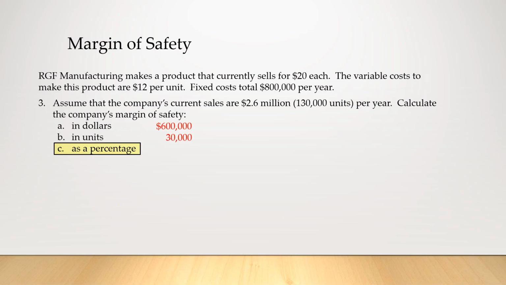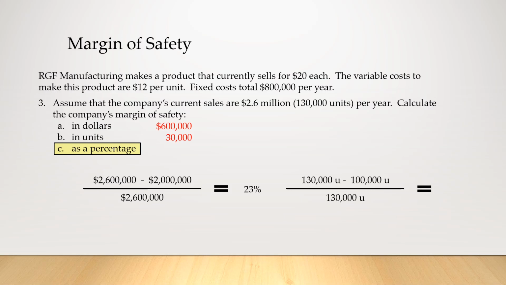Now let's figure the margin of safety as a percentage. Expressing this computation as a percent should be intuitive. We merely divide the margin of safety we just calculated by the sales revenue amount. In this case, RGF could lose 23% of its sales before it generates a loss. You can also calculate this ratio using units. Either method will produce the same percentage.